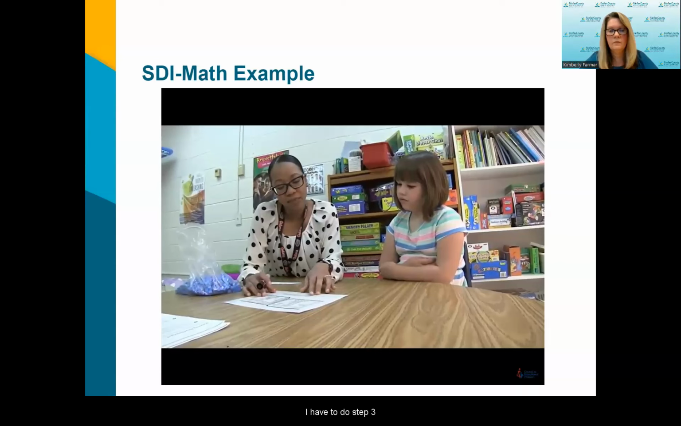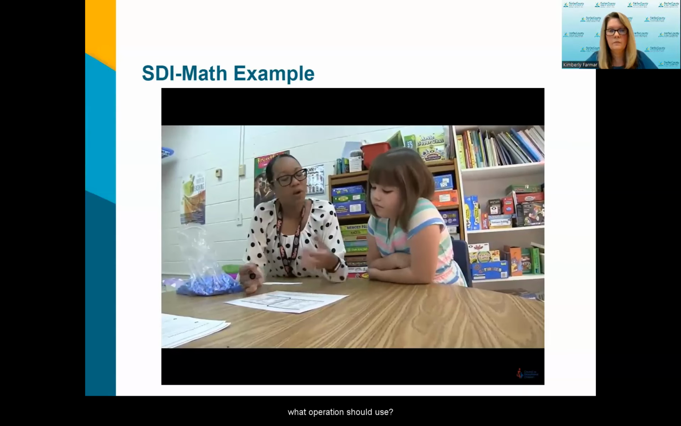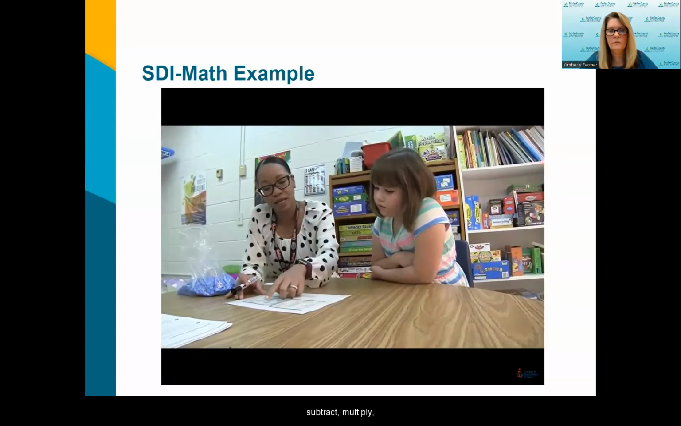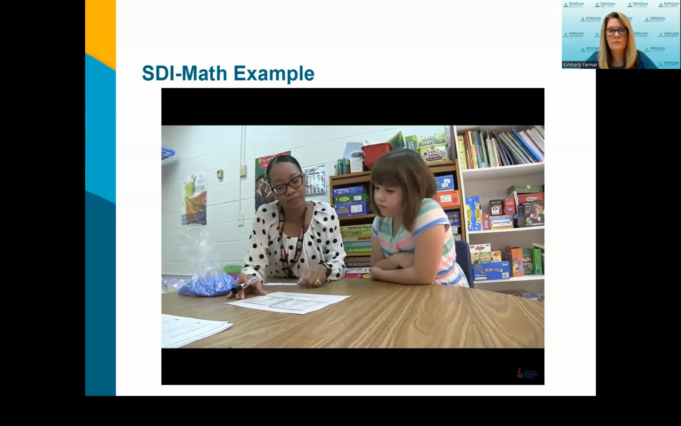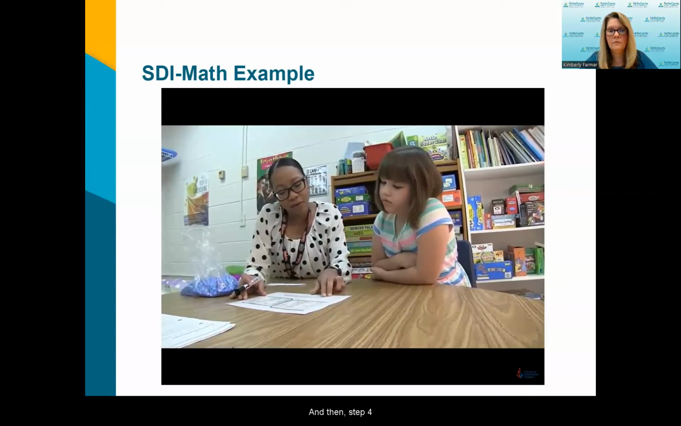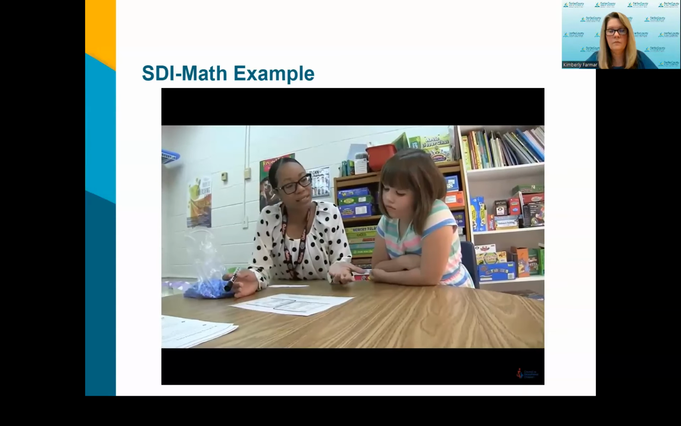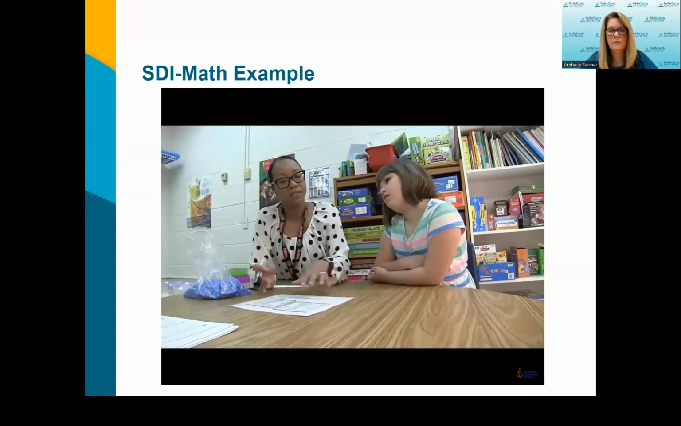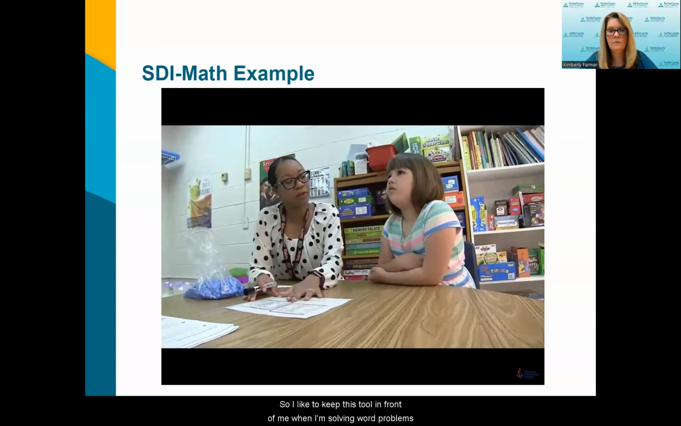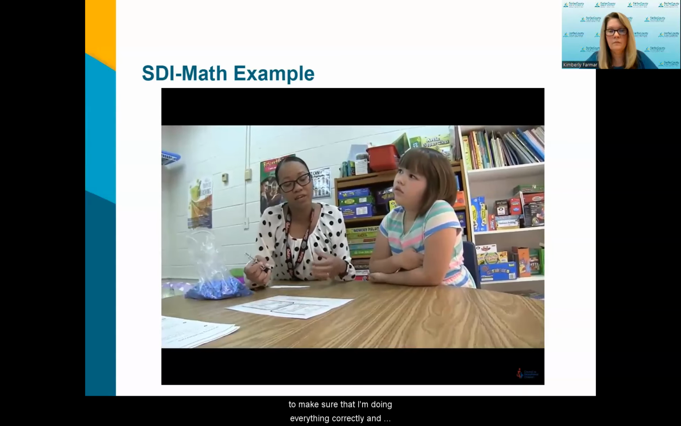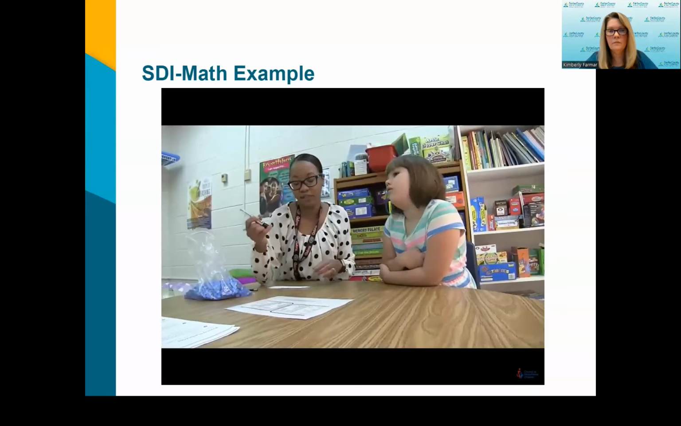I have to do step 3 and think, what operation should I use? Do I need to add, subtract, multiply, or divide? And then step 4, check my answer and think, does my answer make sense? Is my math correct? So I like to keep this tool in front of me when I'm solving word problems to make sure that I'm doing everything correctly and I'm getting the right answer.